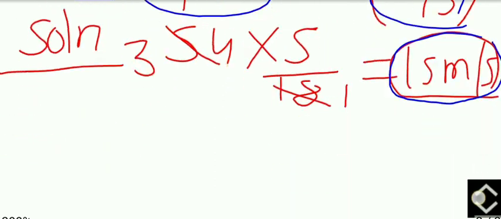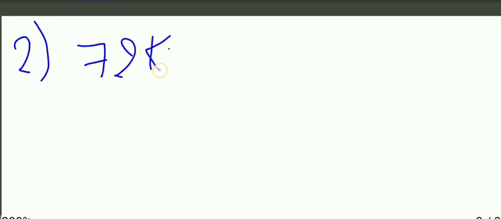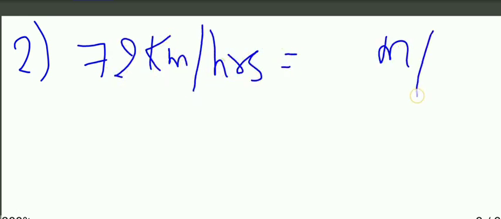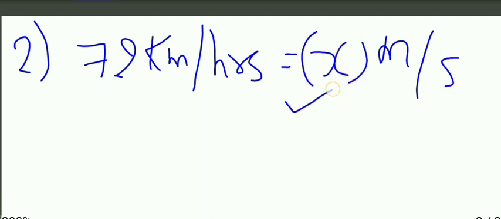I will place one more question for you. Like you are given 72 kilometer per hour and you have to convert it into meter per second. So how much meter per second? I'll write, suppose, x meter per second. So calculate the value of x over here.